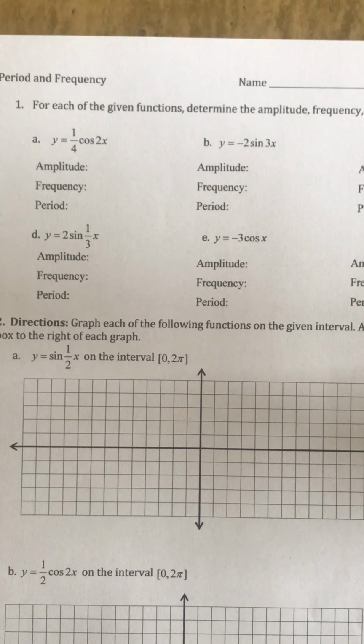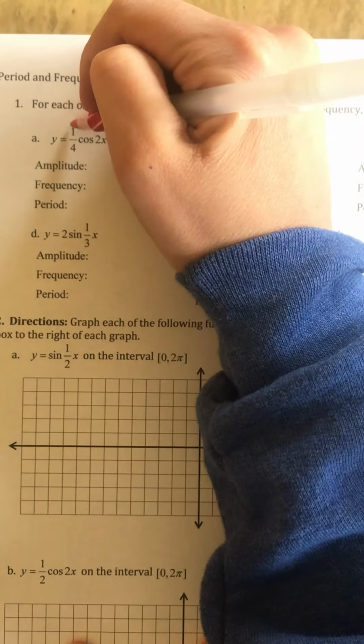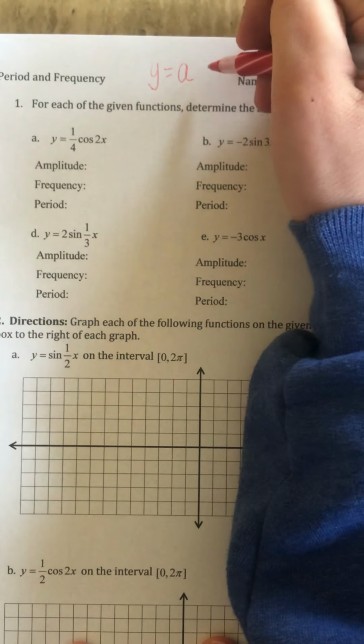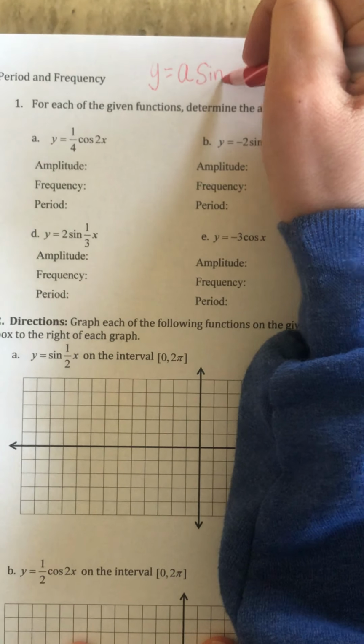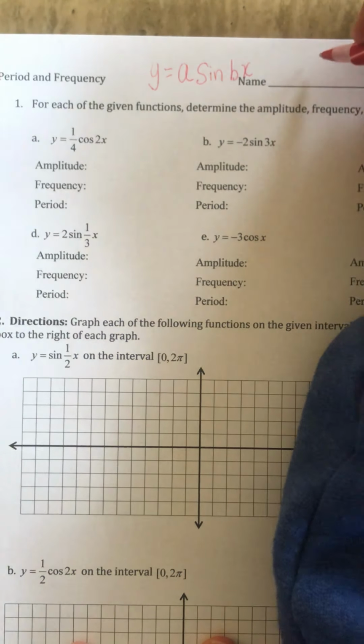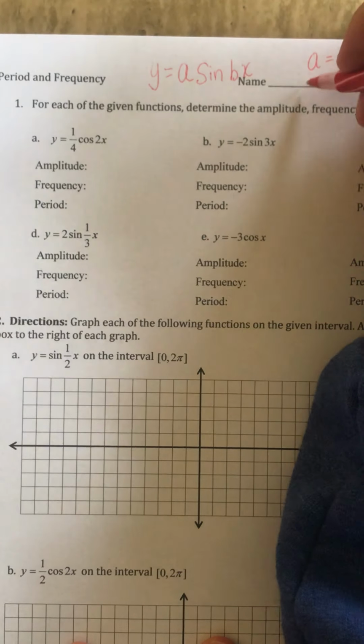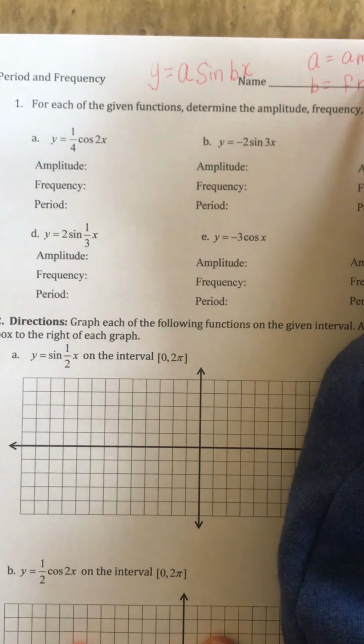Today we're going to focus in on homework 12-4 and we're going to be talking about the amplitude, the frequency, and the period. We know that the standard form is y equals a sine or cosine bx, where a is equal to the amplitude and b is equal to the frequency.